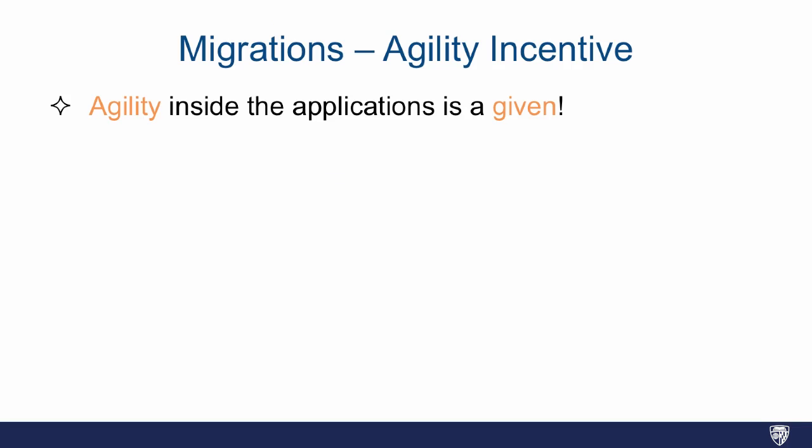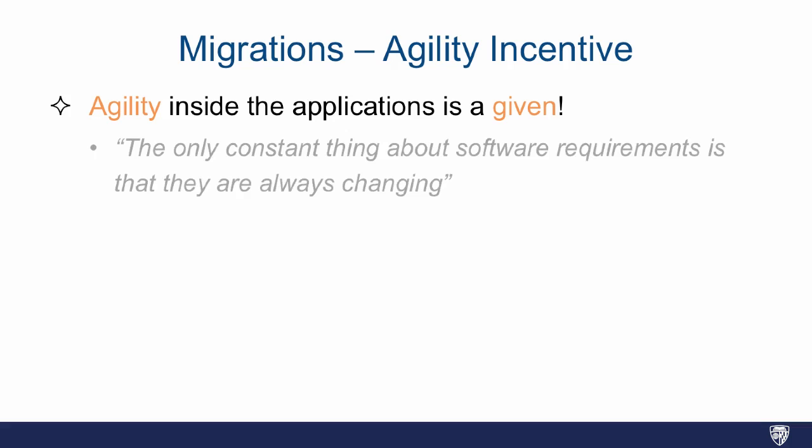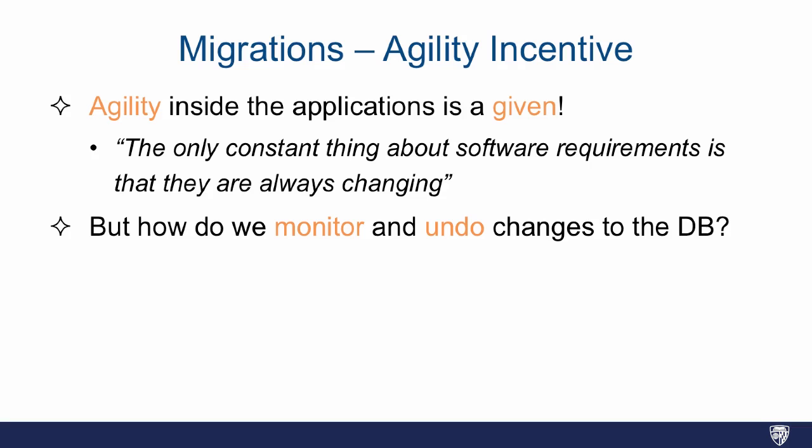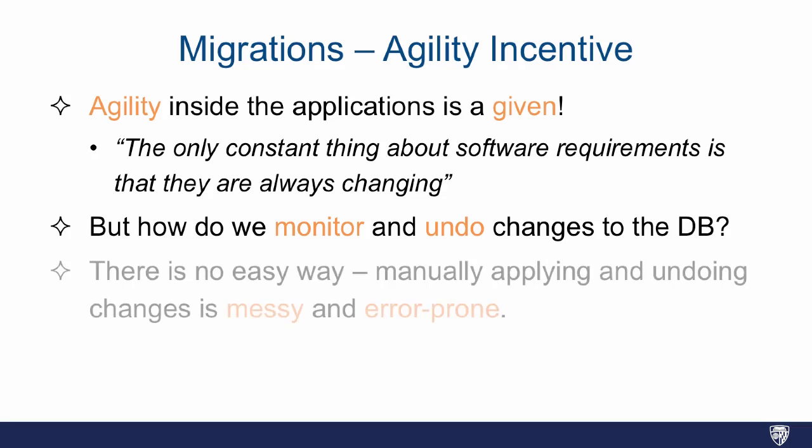So your typical application, whether it's a Rails application or Java application, is always going to be agile. Things are always going to be changing. The only constant thing about software requirements nowadays, or anytime, is that they are always changing. But how do we monitor and undo the changes to the database? So we could always just do it manually and add a column here and remove a column here and write a script for doing so, but this is going to be messy and error prone.